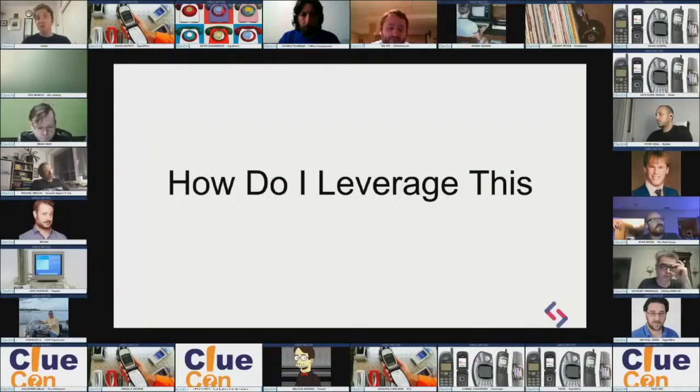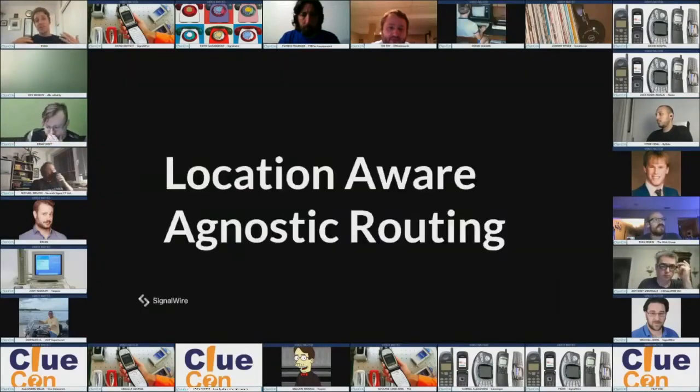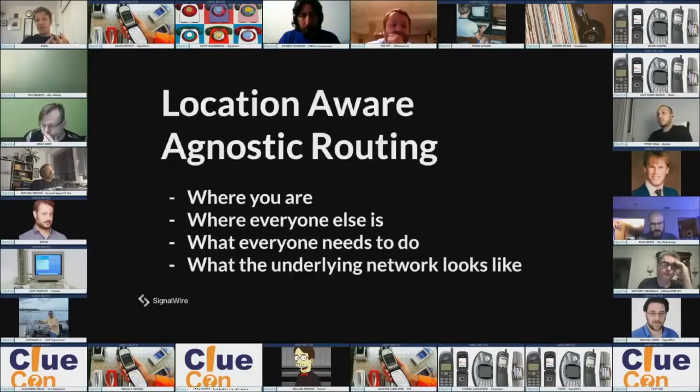So right now we can do the best we can with something I like to call location-aware agnostic routing. What that actually means is you need to know where you are, where everybody else is, what everyone else is needing to do in a particular scenario, whether that's audio or video, and what the underlying network conditions look like between them, right?